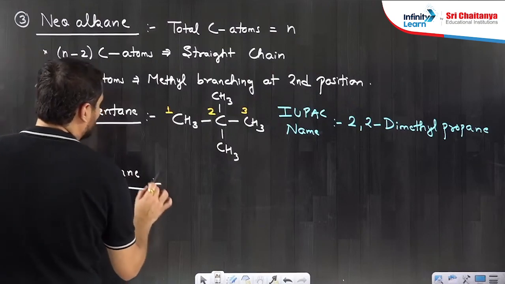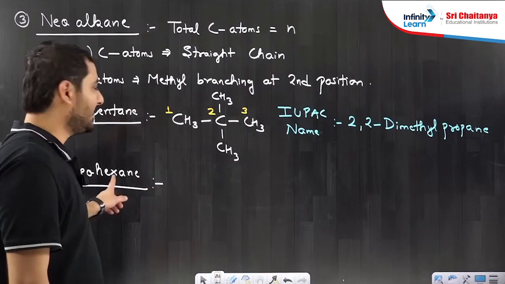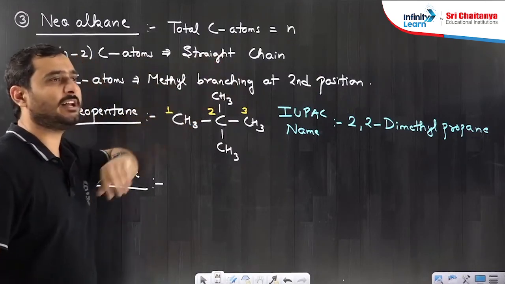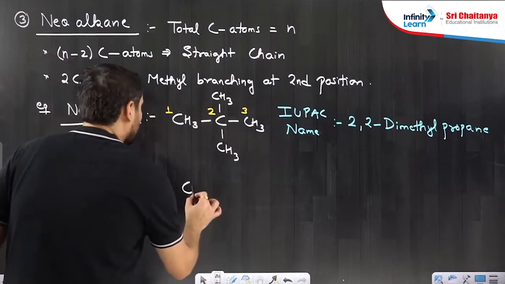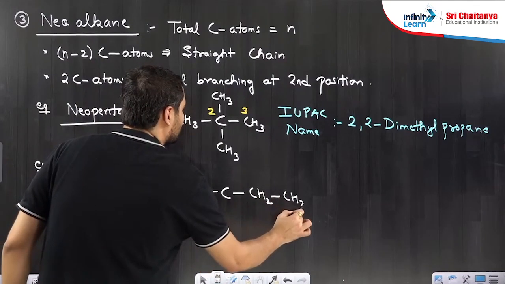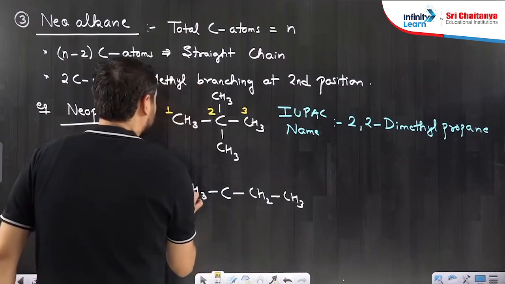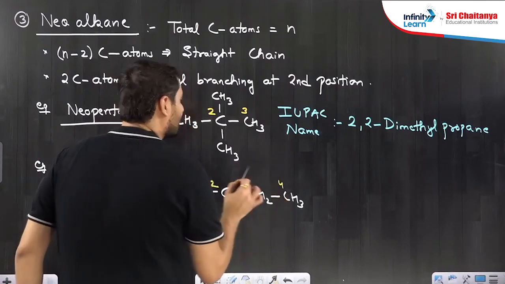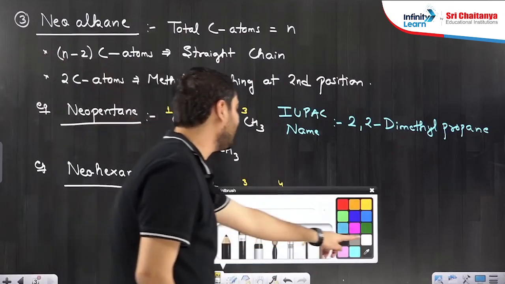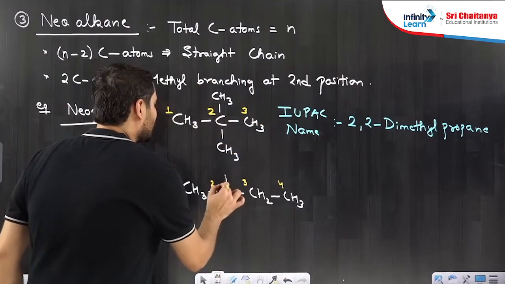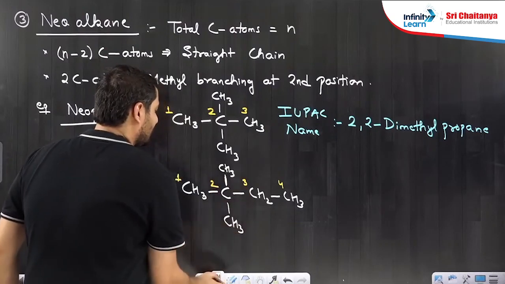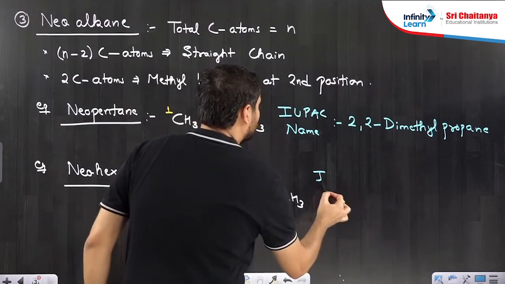Next, if we have to draw the structure of neohexane, hexane means total how many carbon atoms? Hexane means total 6 carbon atoms. So 6 minus 2, how many are arranged in the parent chain? 4. So we write 4 carbon atoms in the parent chain, CH3, CH2, CH2, CH3. And what is the numbering? 1, 2, 3, 4. Now at the second carbon, how many methyl branching? 2 methyl branching we have to add. So 2 methyl branching at which position? Second position. So it is CH3, CH3. What is the IUPAC name for this compound?